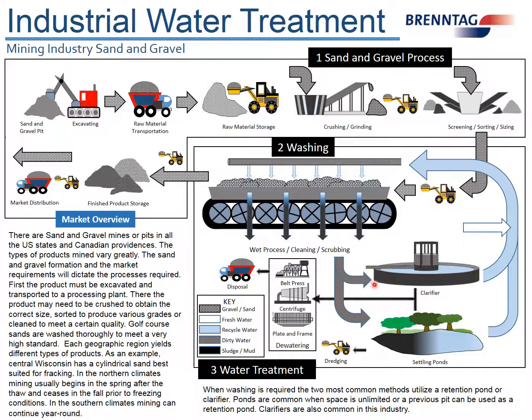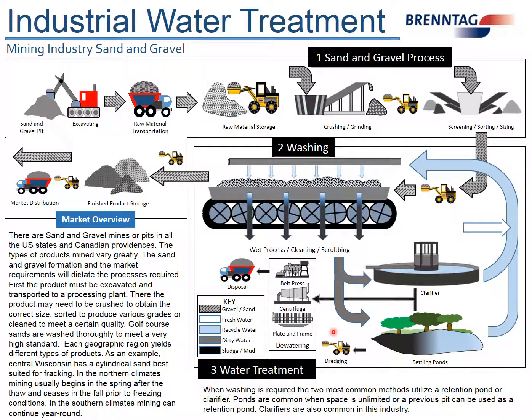In the case of a clarifier, the sludge must be removed and a lot of times will be dewatered and then taken out for disposal. In the case of ponds, sometimes the solids will be allowed to settle until the pond fills and they will move to a different pond, or periodically they will dredge the pond, removing the solids from the pond and then reusing the pond.